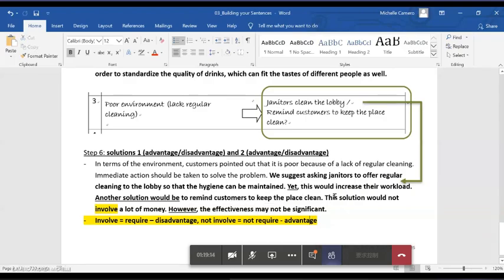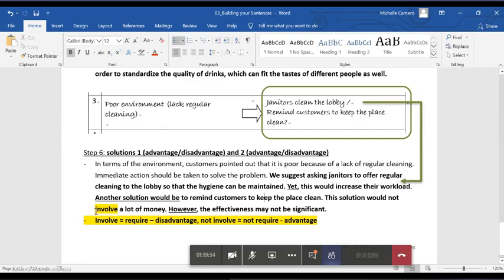So this is solution 2. We have, this solution would not involve a lot of money. That's the advantage. However, the effectiveness may not be significant. That is the disadvantage. Okay, so that's how you would write a paragraph like this when you have to give the two solutions because you see the forward slash and question mark.